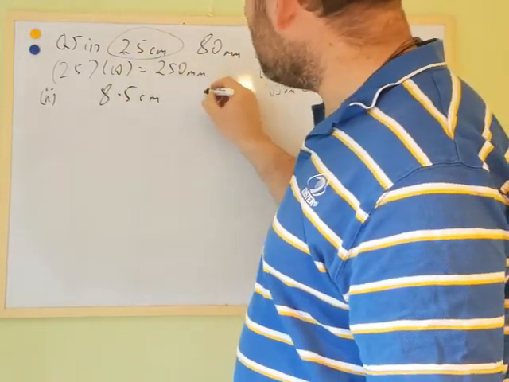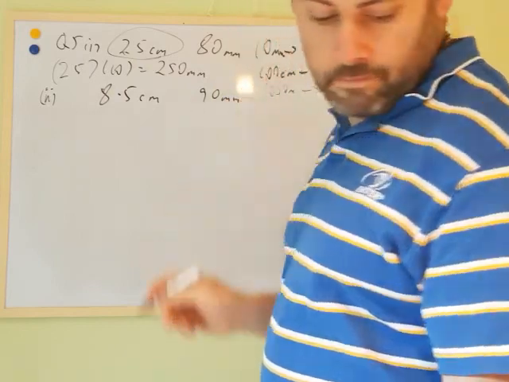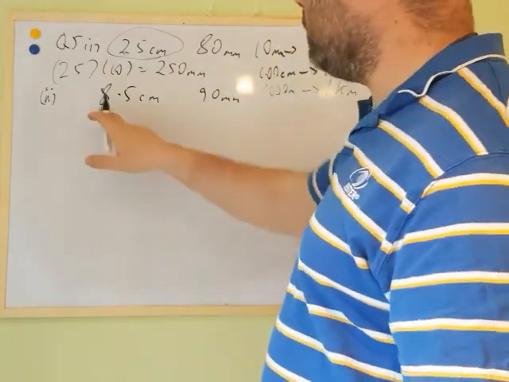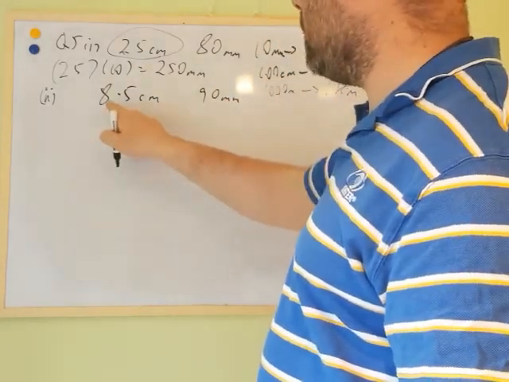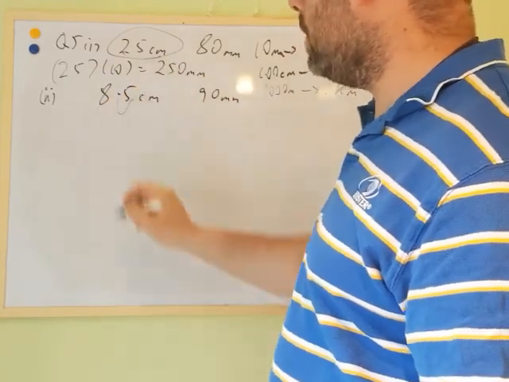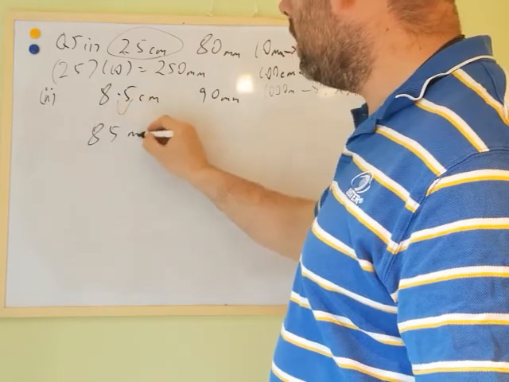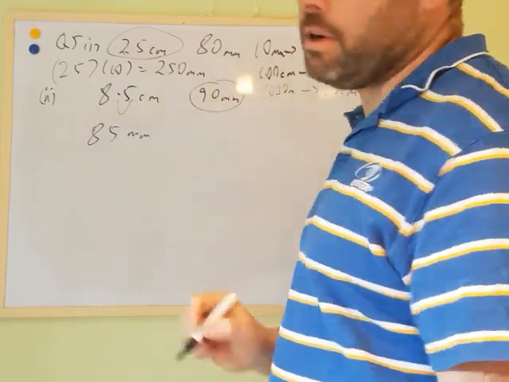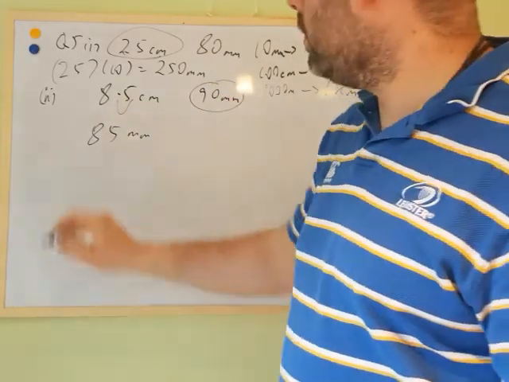Next one. 8.5 centimeters or 90 millimeters. Got to do the same thing again. Convert this from centimeters to millimeters. Multiply by 10. 8.5 by 10. Move the decimal place 1 to the right. 85 millimeters. So the bigger value is 90.